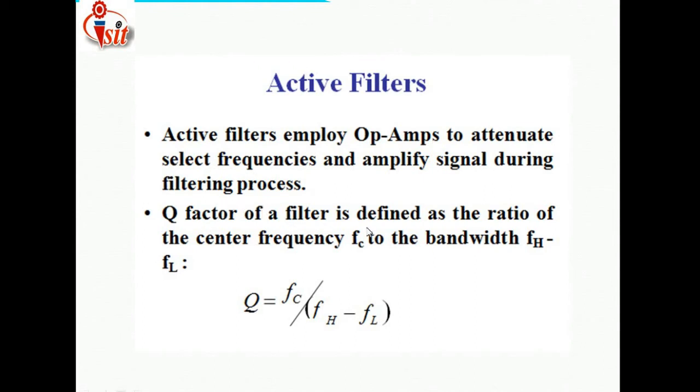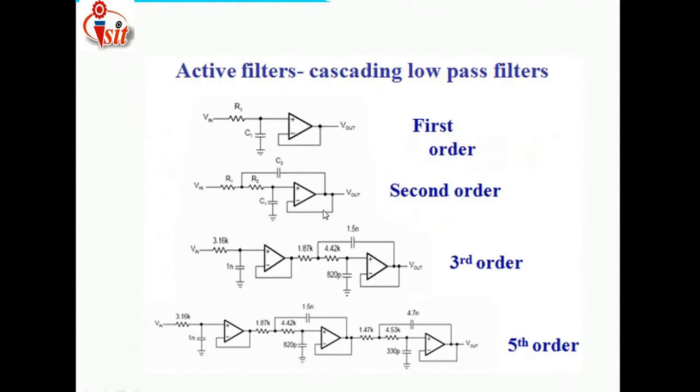The Q factor of the filter is defined as the ratio of the center frequency Fc to the bandwidth Fh minus Fl. That is, Q is equal to Fc divided by Fh minus Fl, where Fc is the center frequency, Fh is the higher frequency, Fl is the lower frequency, and Q is the quality factor of the filter.